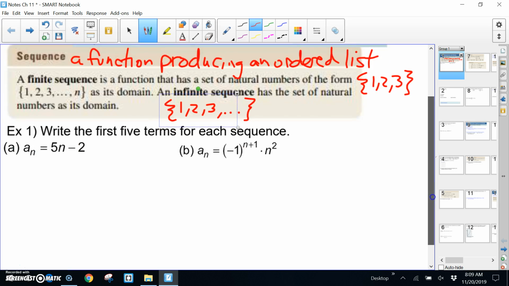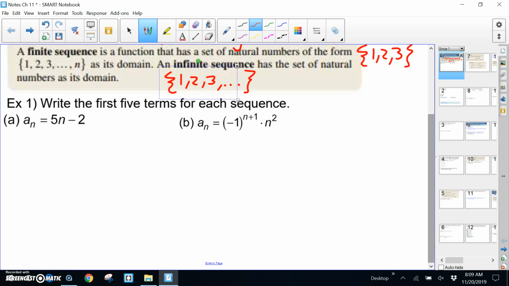Number 1, you're going to know how to do this, I think, already. Example 1, write the first 5 terms for each sequence. So when they give you an equation like this, a sub n is talking about just whatever term, the nth term. And so if you want the first term, you'd plug in a 1. A1 is 5 times 1 minus 2. All right, so that's going to be 5 minus 2. That's going to be 3.